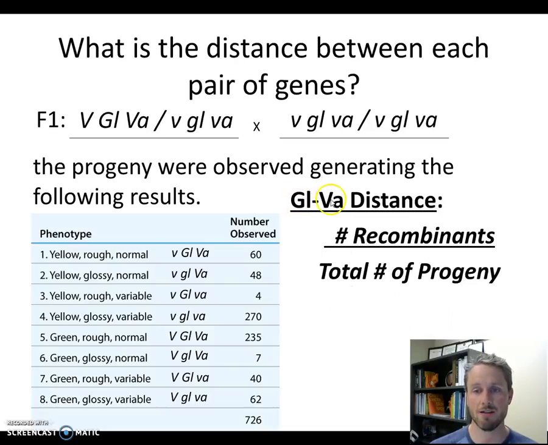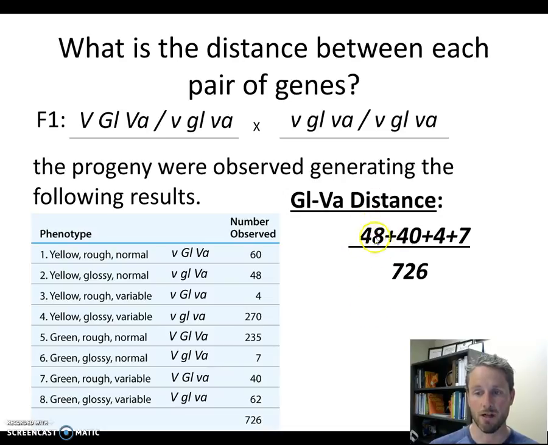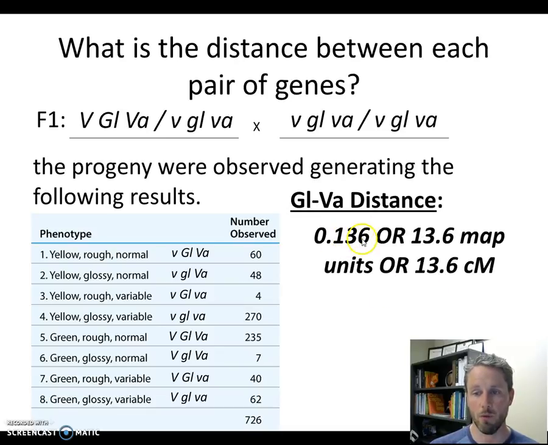All right, what about the GL to VA distance? Again, we just have to find the recombinants that occurred between those two genes. It's going to be number 2 right here. Again, number 3. We're going to keep number 6 and number 7. Those 4 offspring classes represent the recombinants between GL and VA. So we're going to take their frequencies, 48 of them, plus 40, plus 4, plus 7. Divide by 726 again, the total number of offspring. We get 0.136, or 13.6 map units, or 13.6 centimorgans.